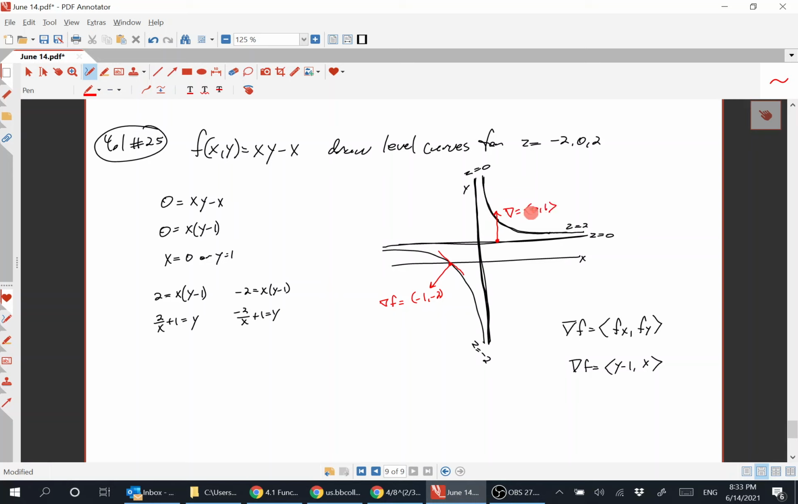And over here, say, at like -5, 0, the gradient is going to be, well, it's going to be really long. 0 minus 5 is equal to the gradient. And as you can see, pointing straight down is perpendicular to the horizontal line.